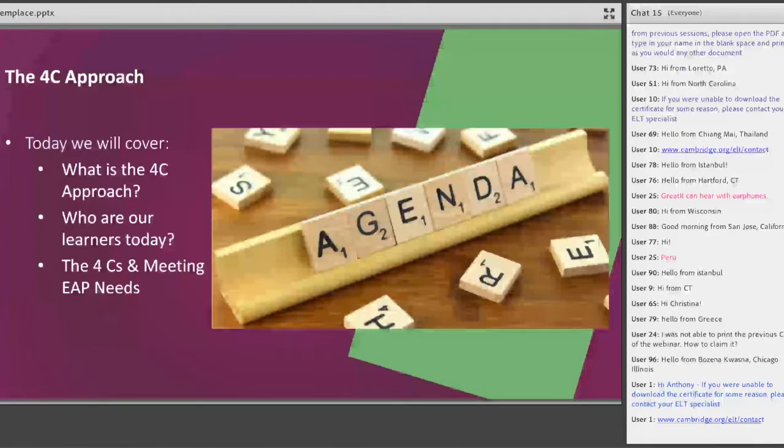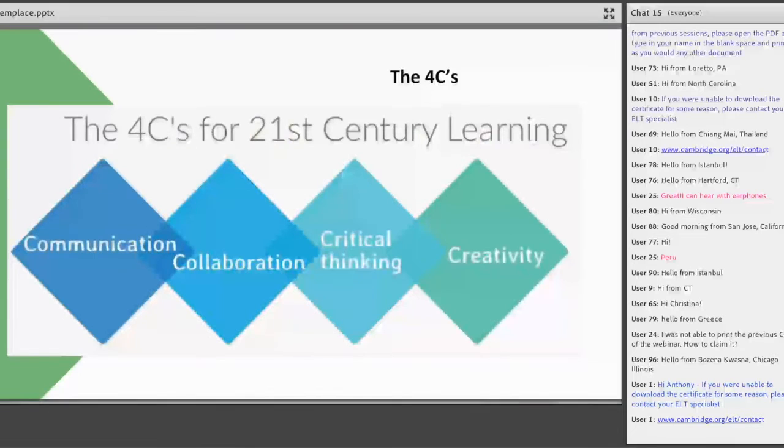Well, many of them are digital natives. And this 4C approach is often referred to as transformative learning or a building block for lifelong learning. It's really about those aha moments for our learners. And so just keep that in the back of your mind as we work through these 4Cs.